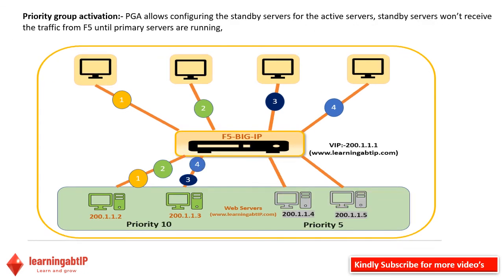Okay, the last and third one is priority group activation. Priority group activation allows configuring standby servers for the active servers. Standby servers won't receive traffic from F5 until the primary servers are running. So this is what we have in priority group activation. It is sometimes called a backup, where we can set up a backup for your active servers.